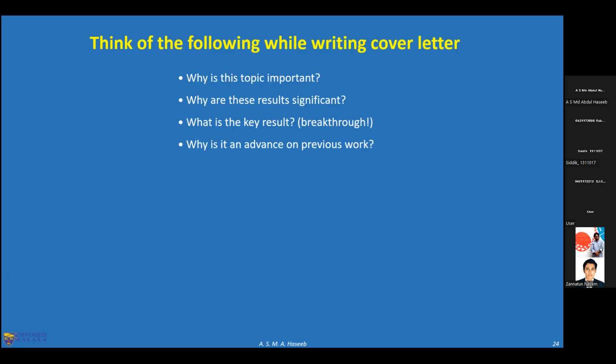This list shows that you have to tell why the topic is important, why the results are significant, what the new things are that you have found out, what the key results are, and how your work advances your field. This means that you have to give a sense that there was a limitation in the current literature and your work has overcome that limitation. It has come up with something new.